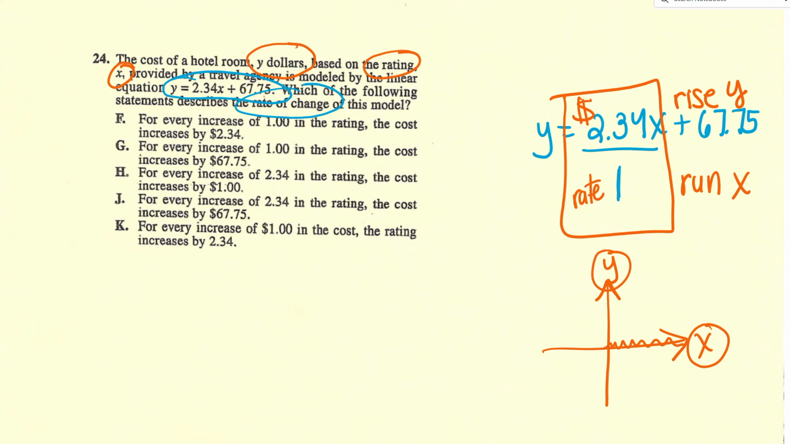So just come over here and see which one of those describes $2.34 for the rate, for the money for every one that the rate increases. If you look, F is the only one that has $2.34. See, these have got 67. That's got 67. That's $1 and that's $1. So it has to be F.